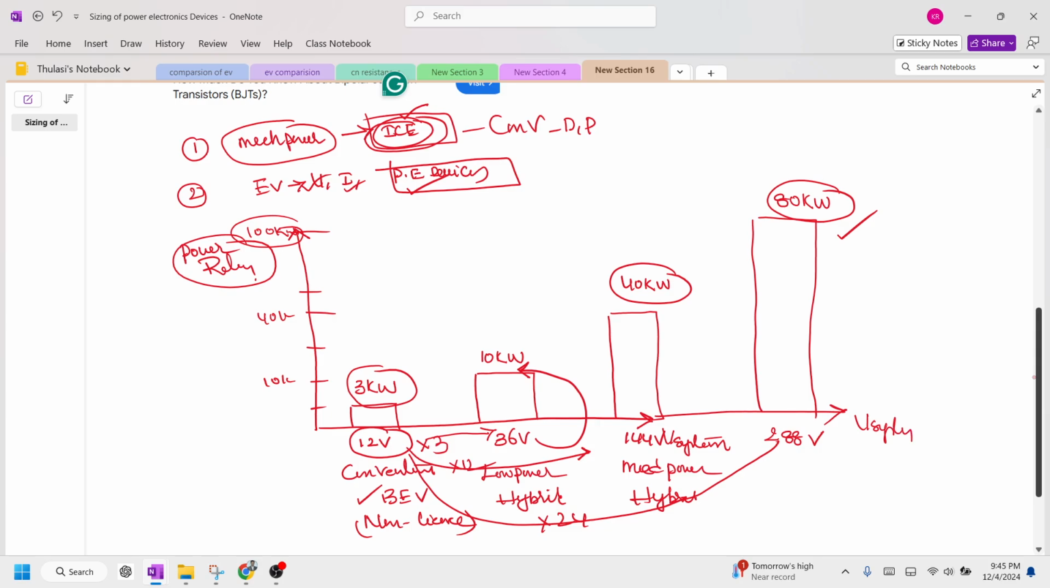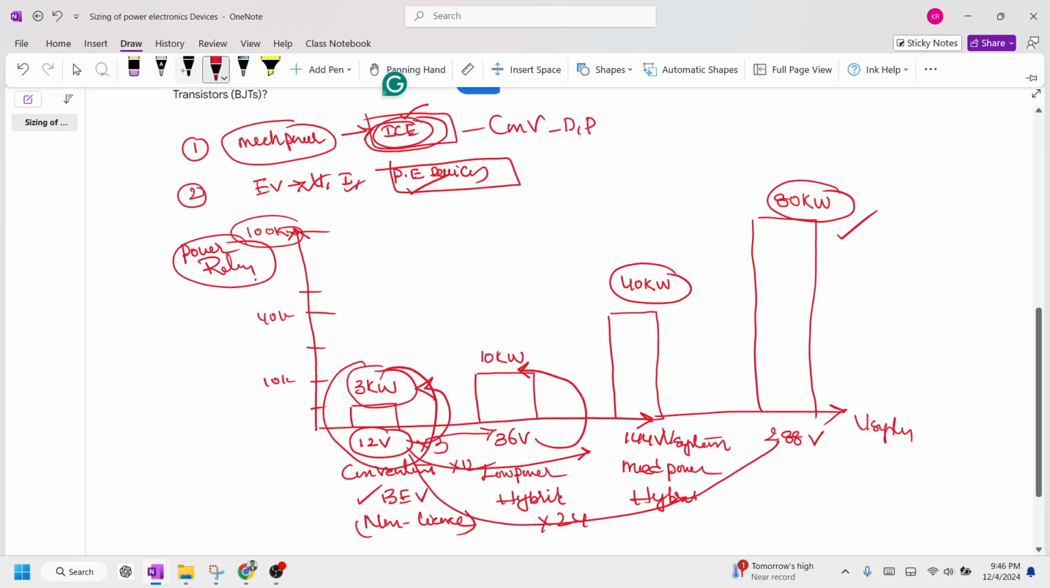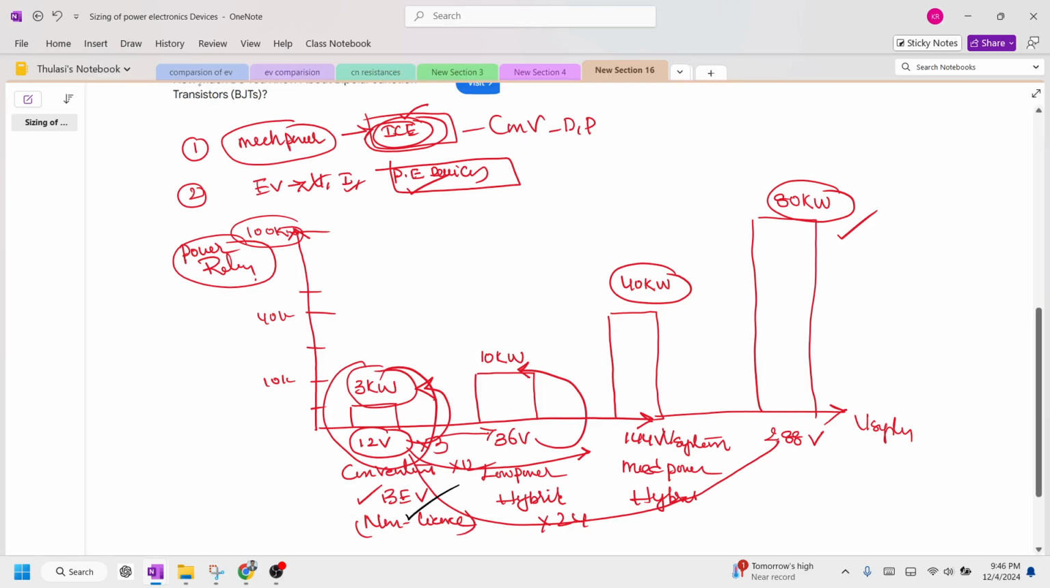So this is the graph. For up to 12 volts, we can run up to 3 kilowatts with the help of a battery electric vehicle. If we enhance the voltage level to 36 volts, we can run to a power rating of 30 kilowatts in the case of a low hybrid electric vehicle.